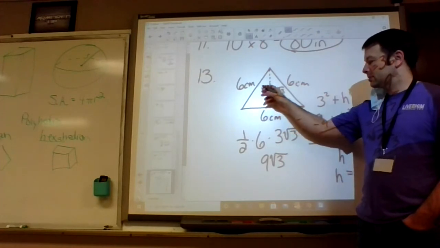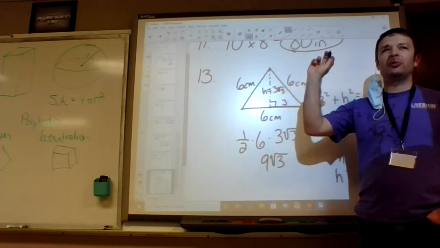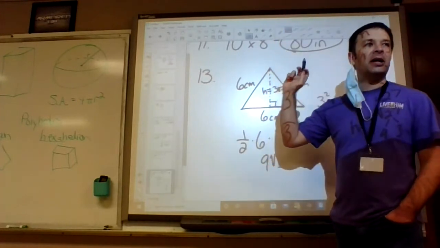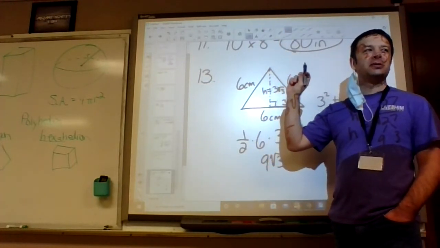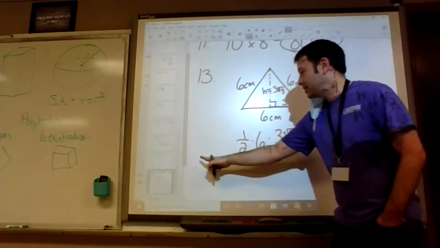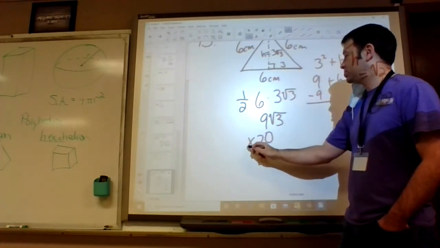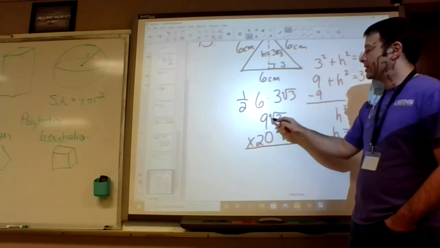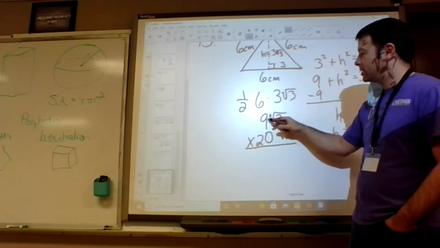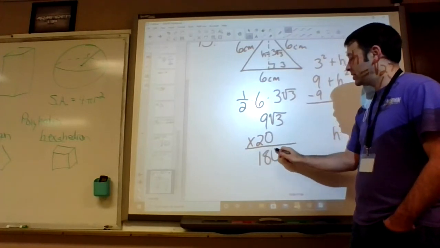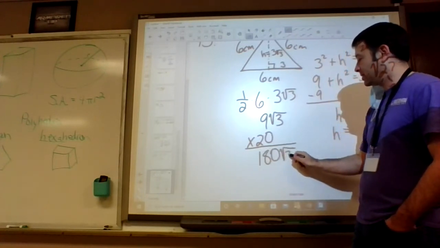So you've got to do that times the number of sides. Icosa was how many sides? 20. 9 times 20 is 180, so it would be 180 times the square root of 3. We're not doing decimals on this one.